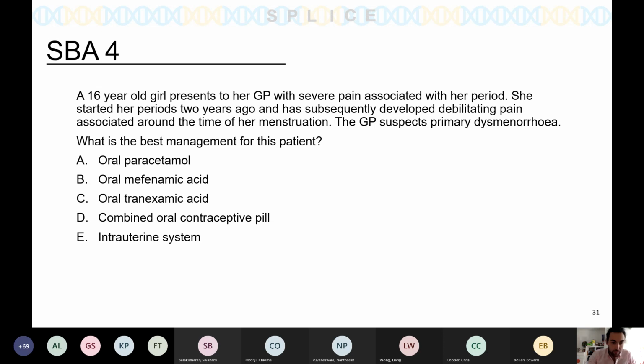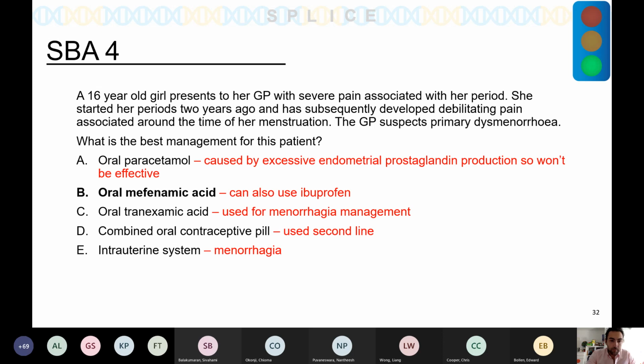Yeah, nice. So the vast majority of you going for the right answer. These questions can be confusing with dysmenorrhea, menorrhagia, and all the drugs sound quite similar. So first line for primary dysmenorrhea, so painful periods, would be mefenamic acid or ibuprofen. They're the anti-inflammatories that you'd use.